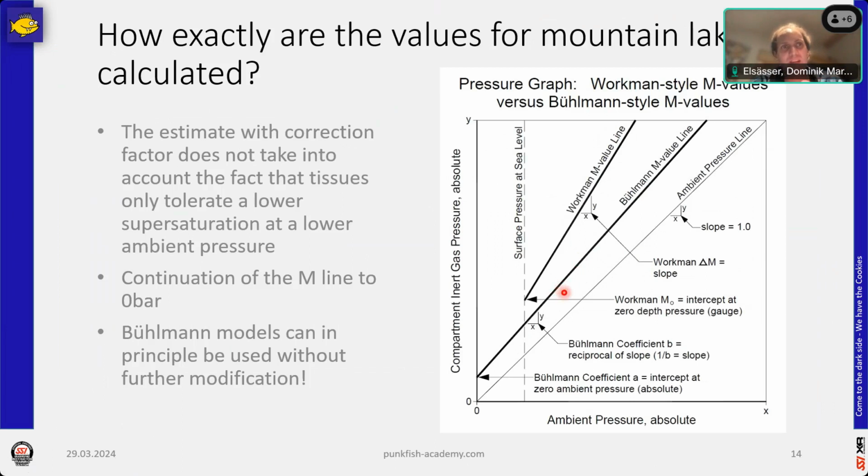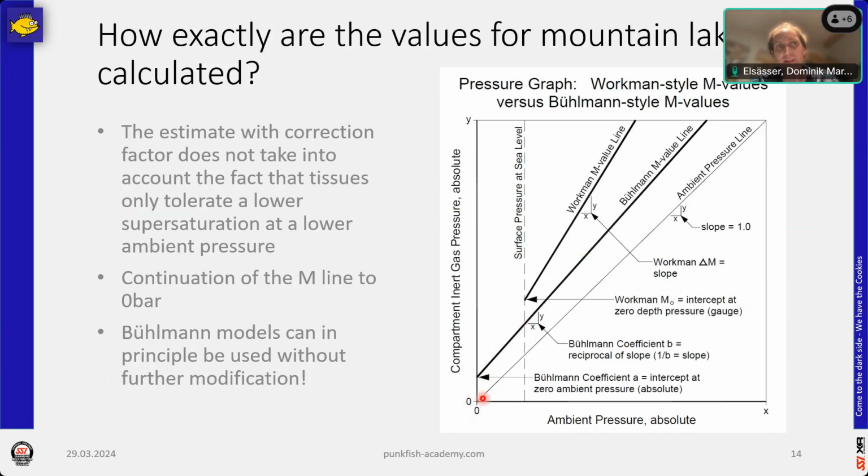The thing is, this correction factor estimate that Veronica explained does not take into account that tissues at altitude only tolerate a lower supersaturation. So at lower ambient pressure, only a lower supersaturation is allowed, not the same supersaturation. The good thing, however, is that for these Bühlmann type models, these M-value lines are drawn all the way back to 0 ambient pressure.